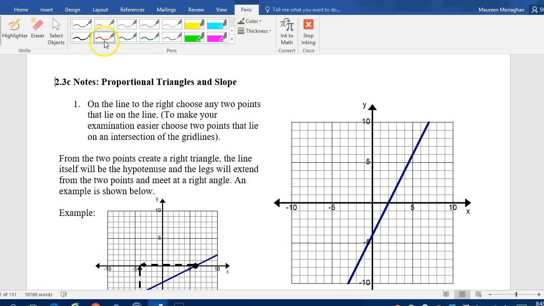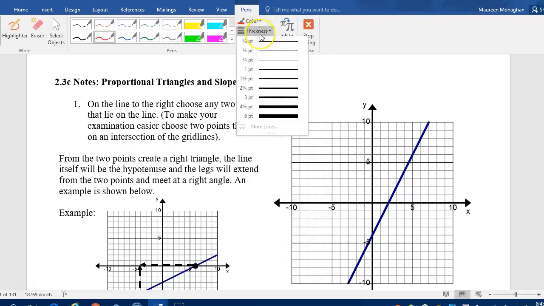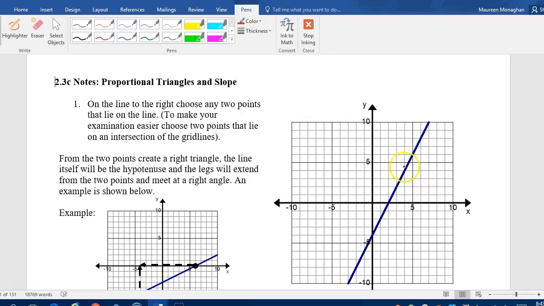So we're going to choose 2 points, and it's a good idea to choose points that lie on the grid line. For instance, this would be a good one here, and on a grid line, this one. We'll just say these 2.